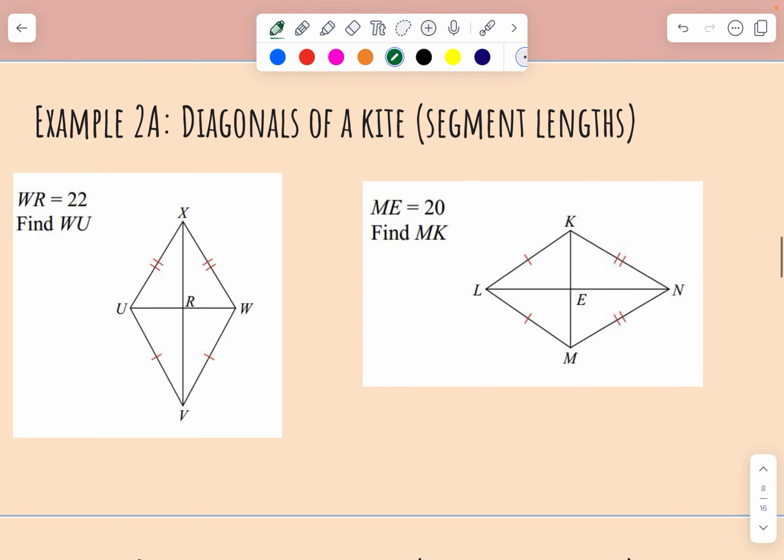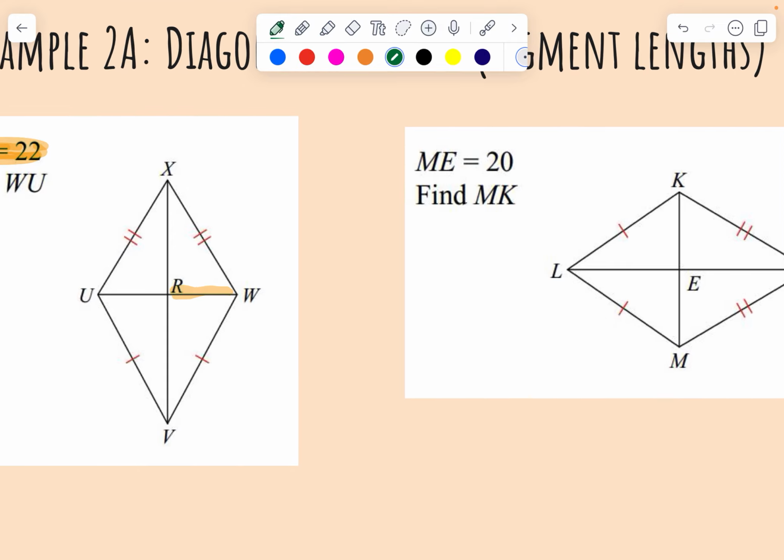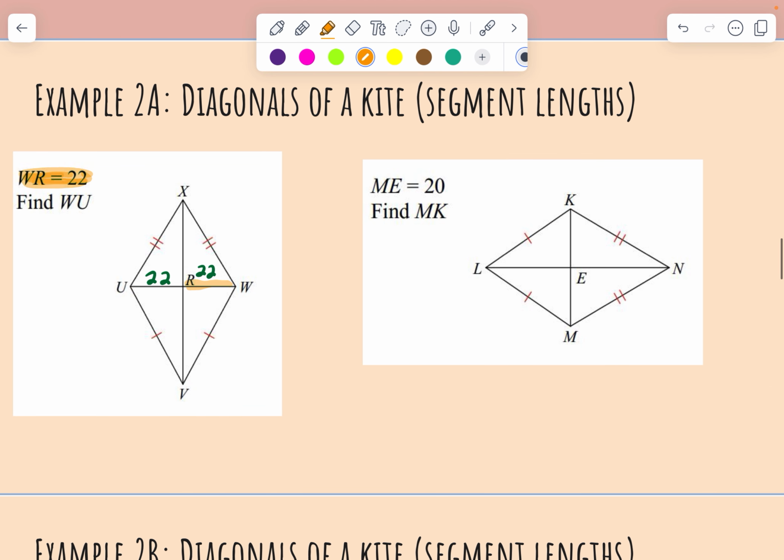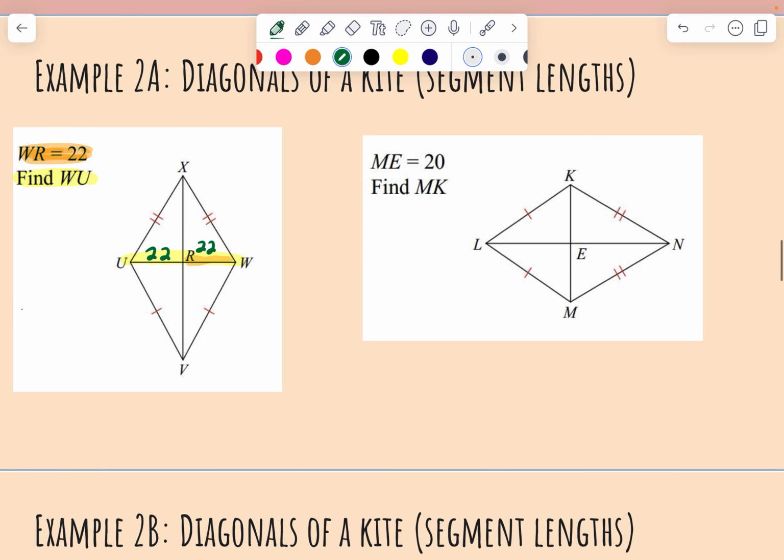All right, let's look at some diagonal lengths here and do some problems. They're telling me that WR is 22. So that's this part right here is 22. Well, that means UR is also 22. They want us to find the length of the whole diagonal. So they want us to find this whole thing. To do that, we would just do 22 plus 22 is 44.